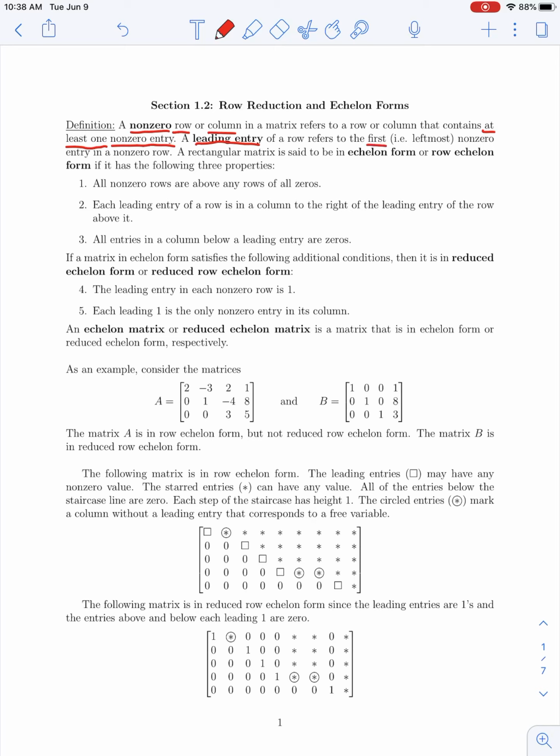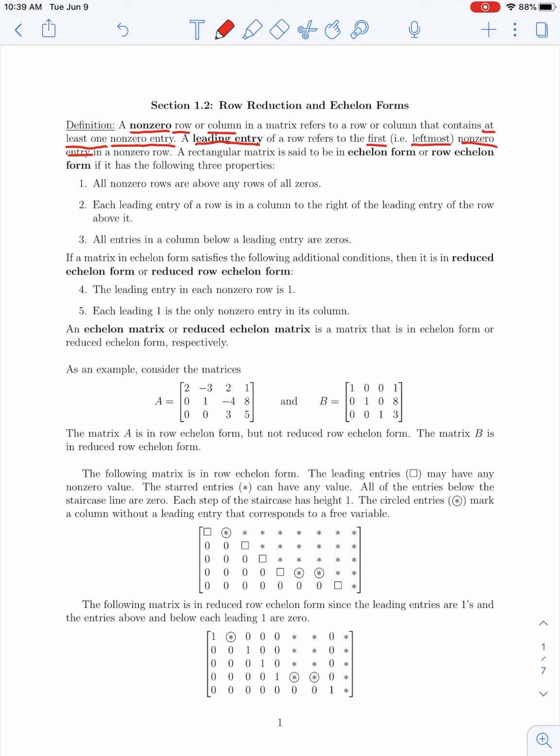Now, for a non-zero row, we can define what's called a leading entry of that row to be the first, and when I say first, I mean leftmost. If we're reading the entries of a row from left to right, the first entry would refer to the leftmost entry. So a leading entry is the first non-zero entry in a non-zero row. So for any row of a matrix, the first non-zero number that appears in that row is called the leading entry of that row.